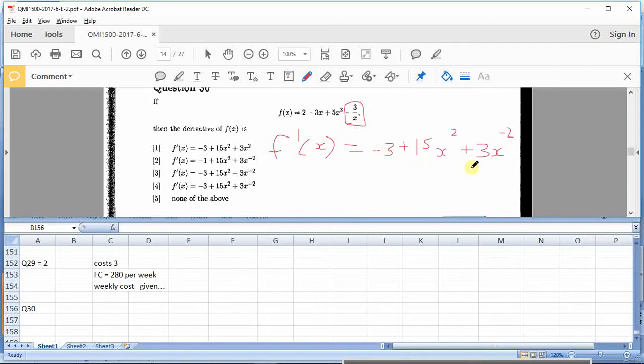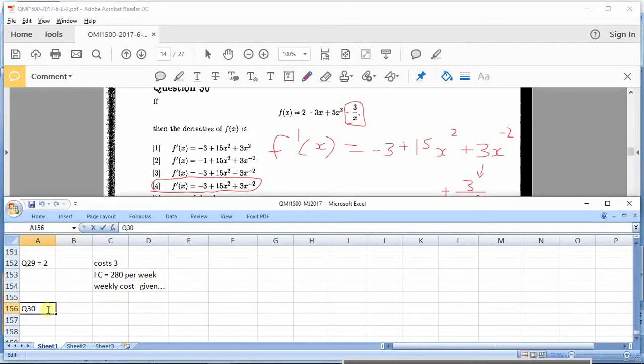Can I write this better? This I can write as 3 over x squared. So that would have been minus 3 plus 15x squared plus 3 to the x minus 2, that one. That one looks the same, hey? Yes, option 4. Right, and now we've completed that past paper.